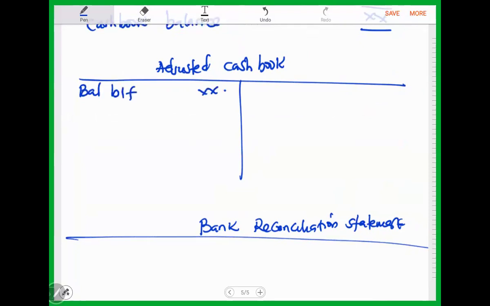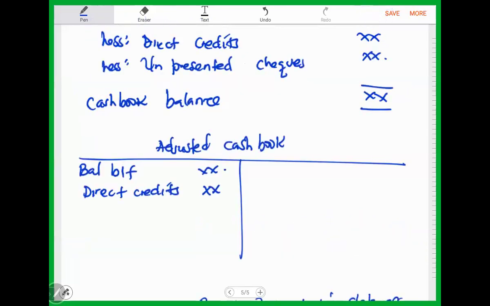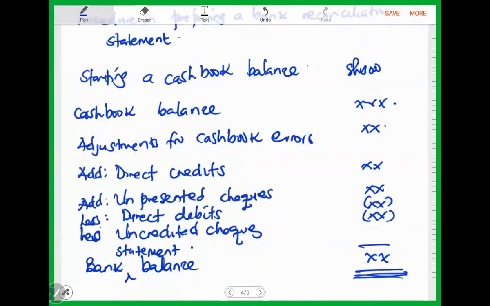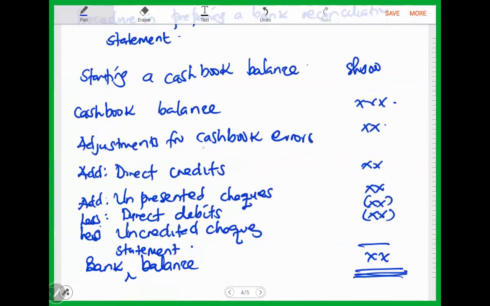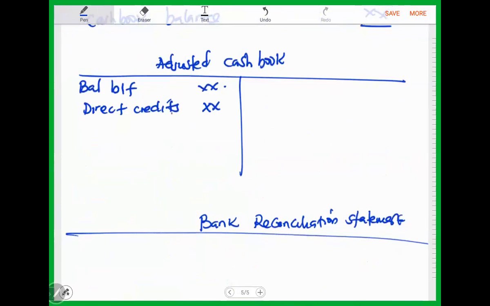That is the balance that I have in my cash book, which has issues. Now, if I have any direct credits, I'll come and put them here. Direct credits. You add them here by debiting. This is what we said: when you start with the cash book balance, you add direct credits. You can say I am adding them. If I have any direct debit, I'll come here and debit them here.